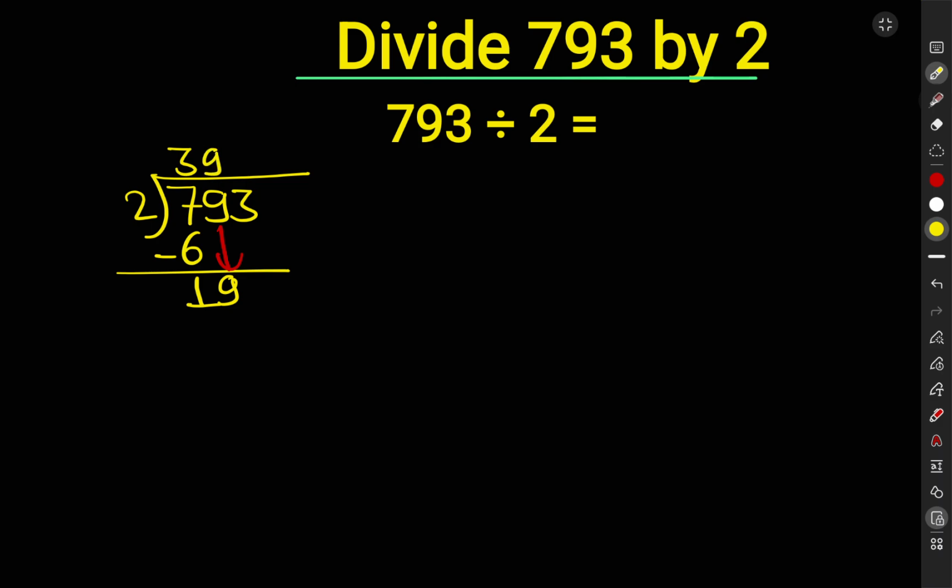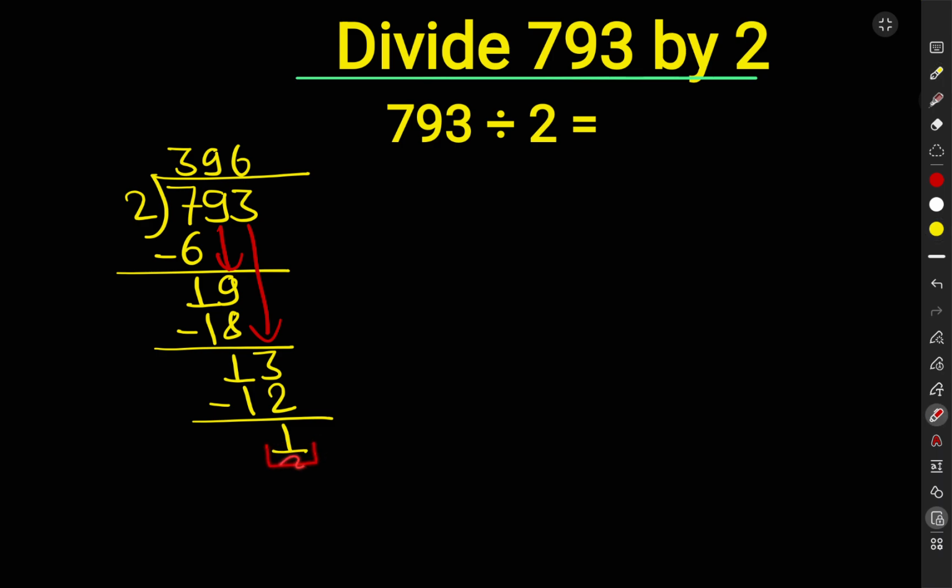So 2 times 9 is 18. On subtracting we get 1. So again we put down this 3 and it is 13. 2 times 6 is 12. On subtracting we get 1.